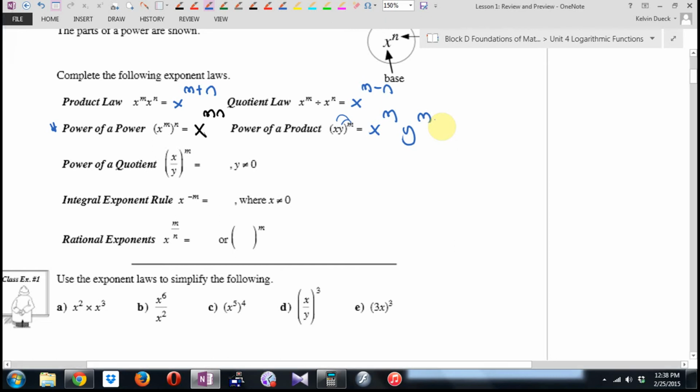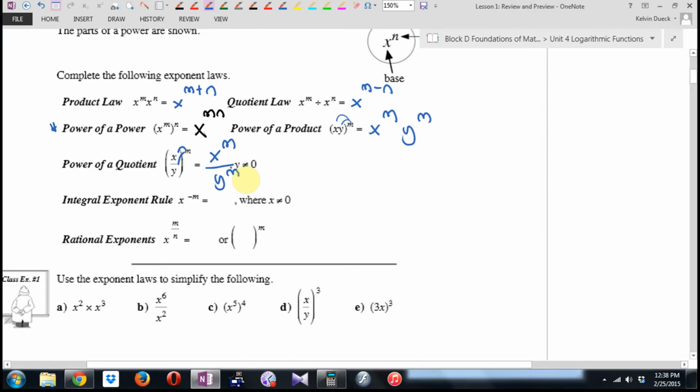The power of a quotient is an extension of that. If x over y is in brackets, that m goes on everything. I added a comma: y can't be 0 because you can't divide by 0, so I added that little restriction.